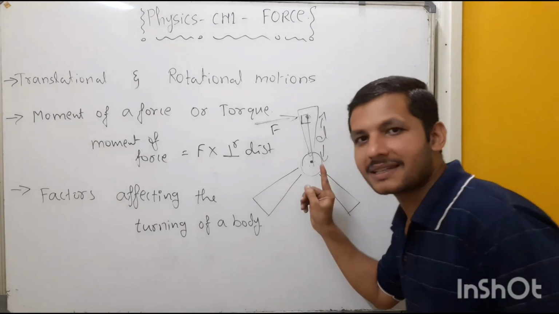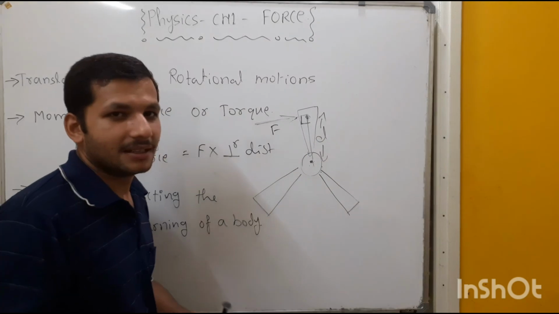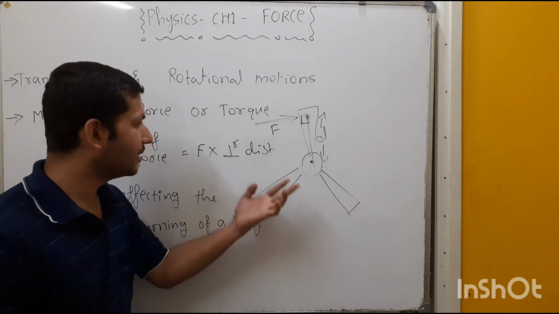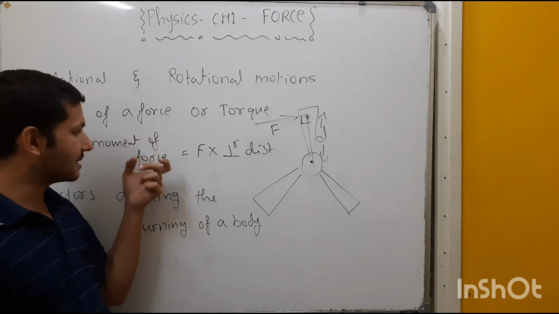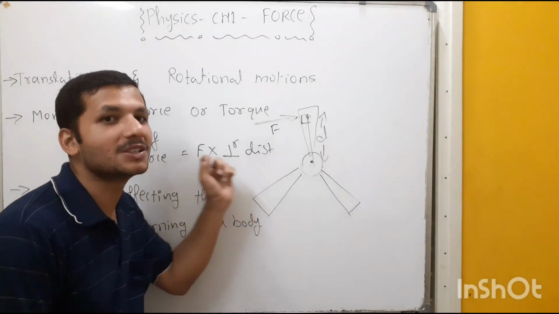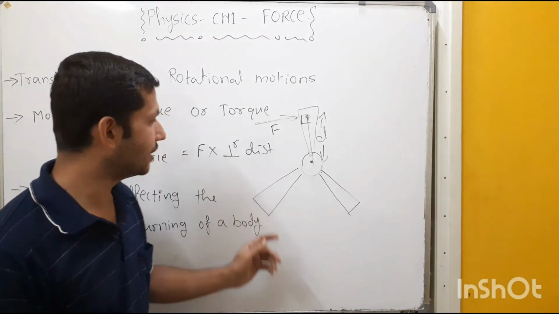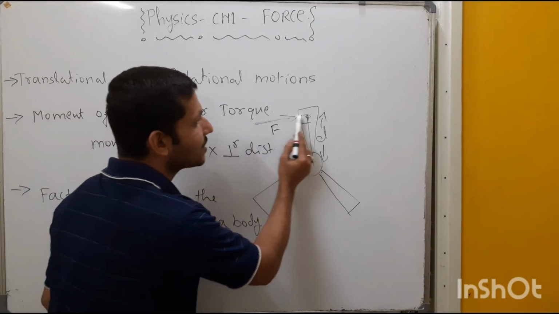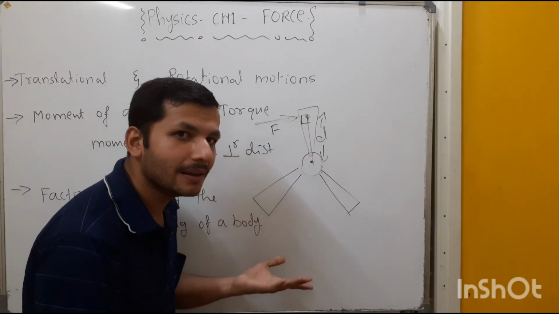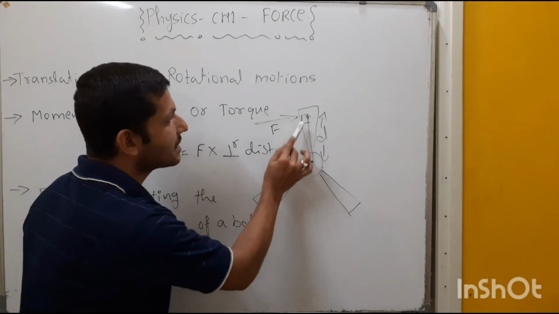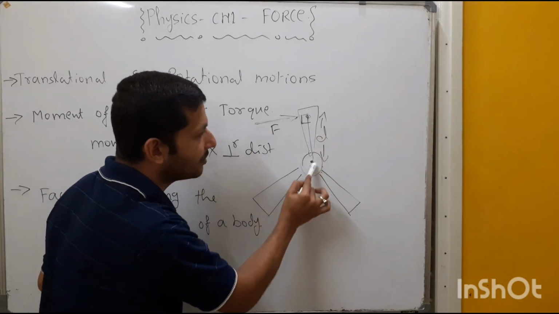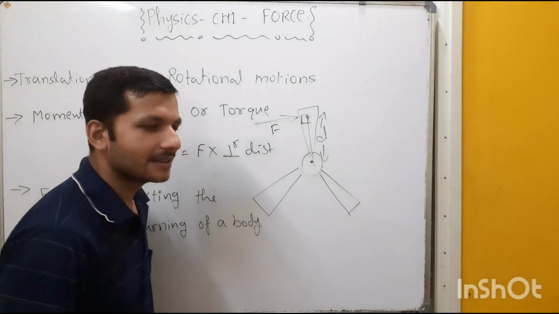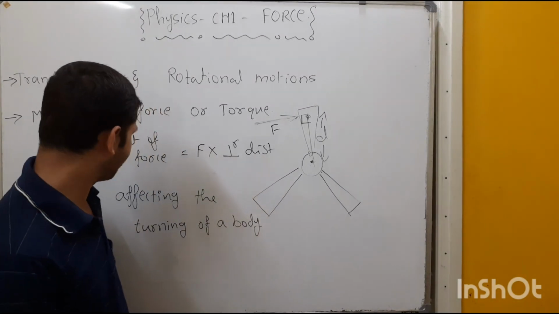How much distance is there? Using that, the formula is made. That formula is: moment of force is equal to force into perpendicular distance, right? Force means how much force you apply here, and perpendicular distance is nothing but the distance between the direction of force applied and the fixed point. That's what we are talking about.